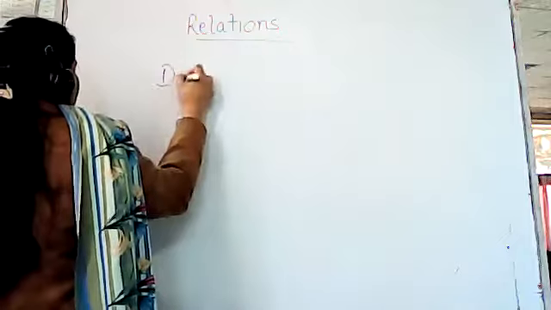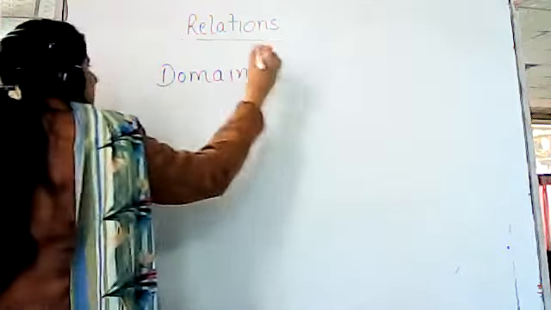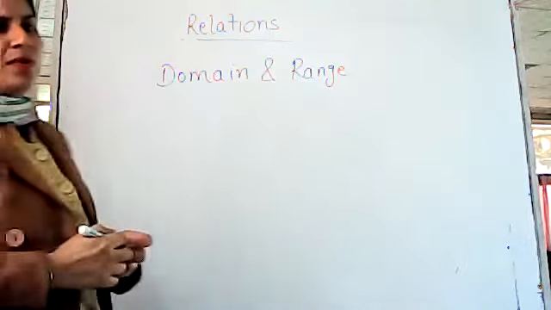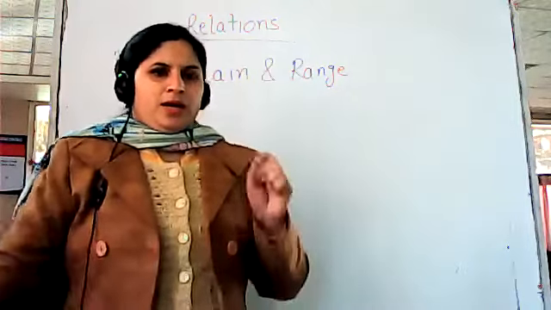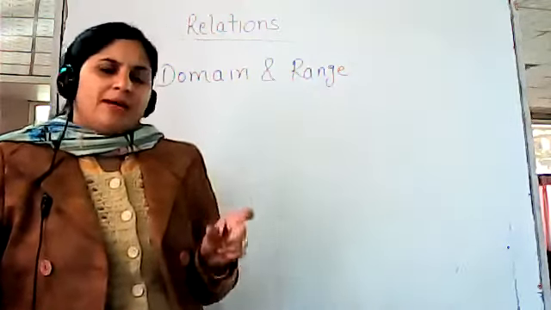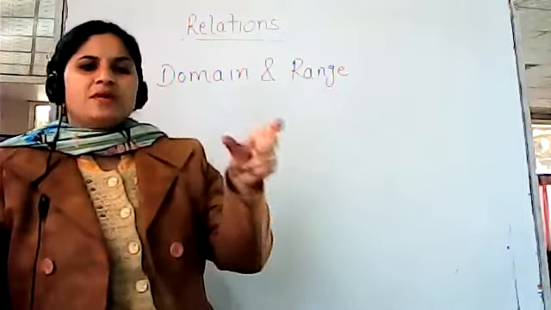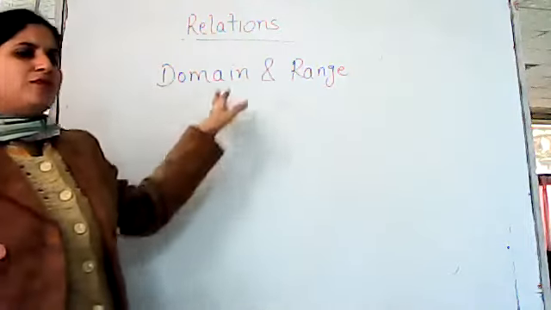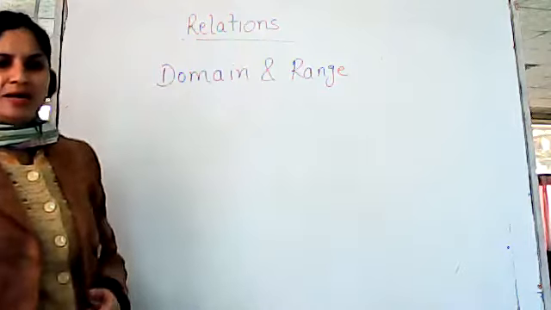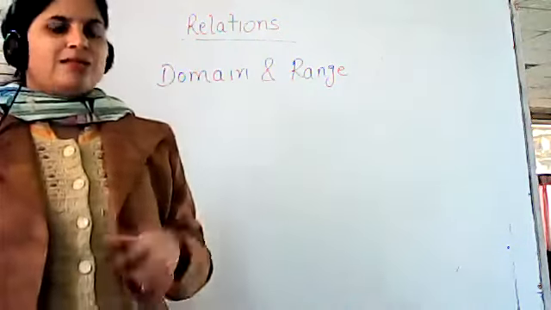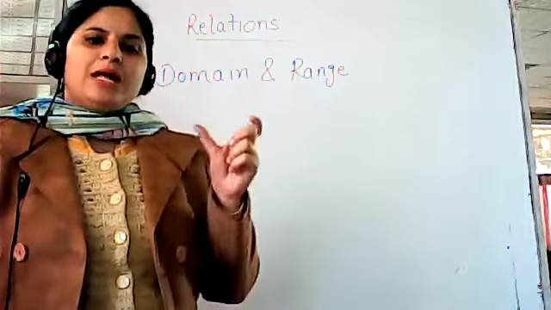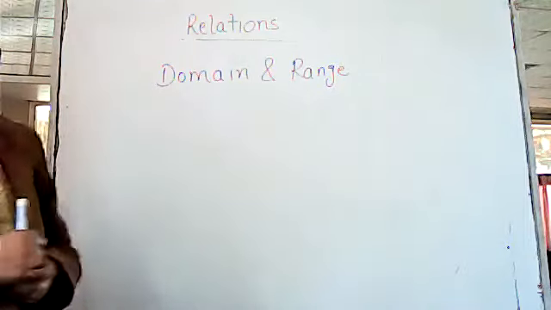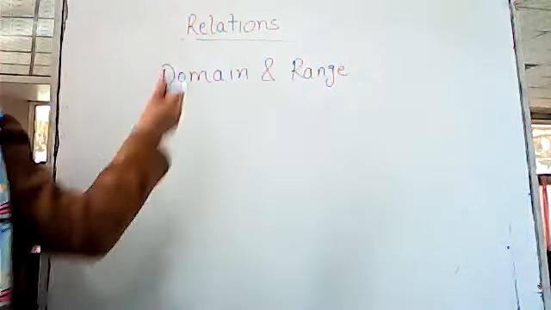The next definition that we are going to discuss is domain and range in case of a relation. For example, a relation is given and the question is to find out the range and domain of the given relation. This question can come for 2 marks, in section A. So firstly, let us understand this with the help of an example.